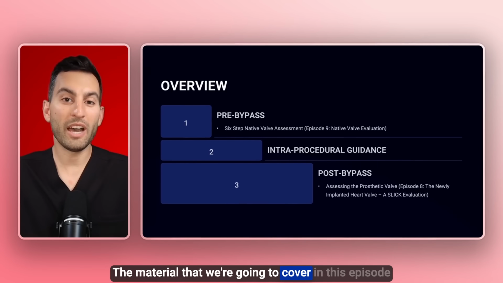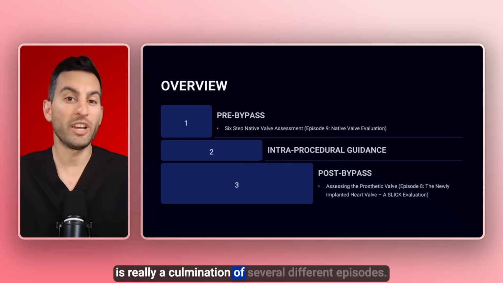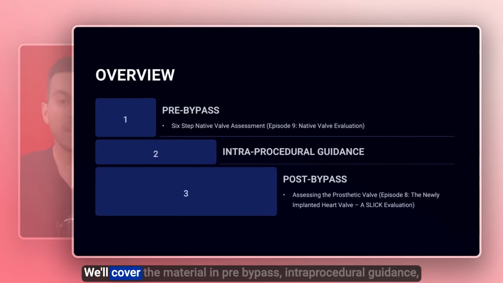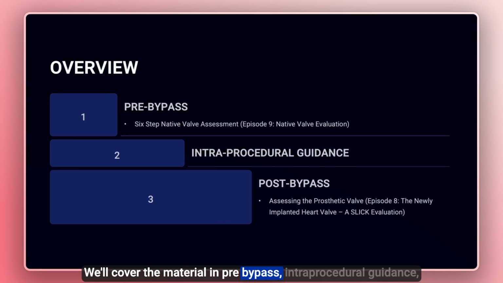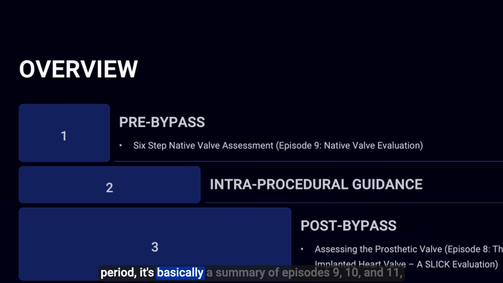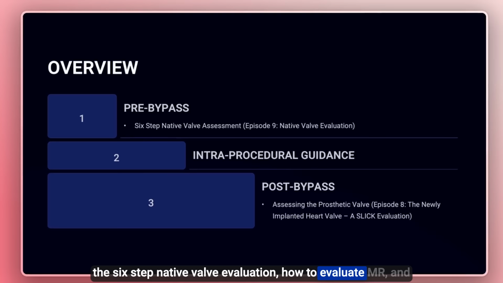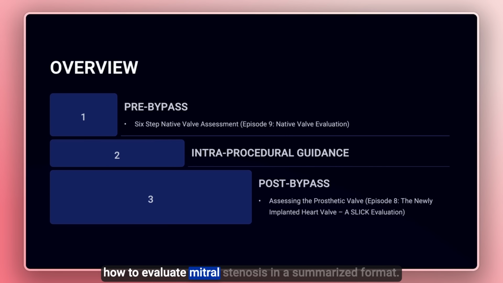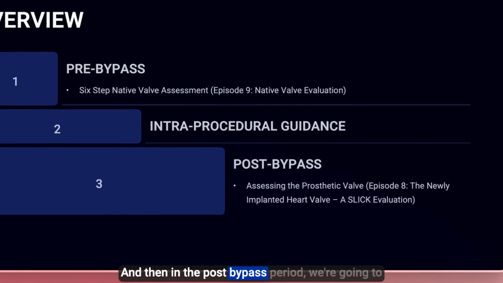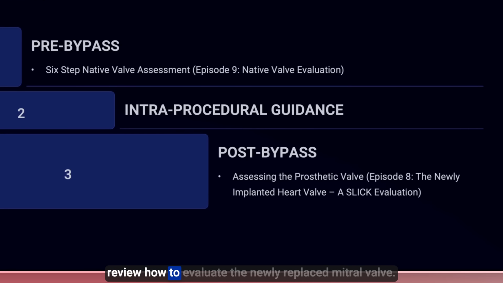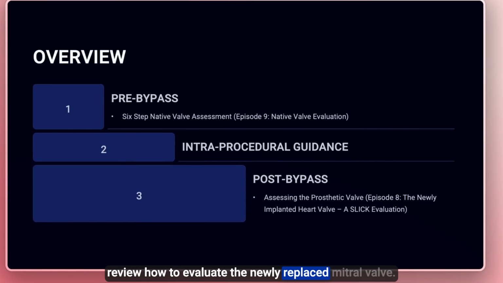The material that we're going to cover in this episode is really a culmination of several different episodes. We'll cover the material in pre-bypass, intraprocedural guidance, and post-bypass periods. But you'll notice in the pre-bypass period, it's basically a summary of episodes 9, 10, and 11: the 6-step native valve evaluation, how to evaluate MR, and how to evaluate mitral stenosis in a summarized format. And then in the post-bypass period, we're going to review how to evaluate the newly replaced mitral valve.